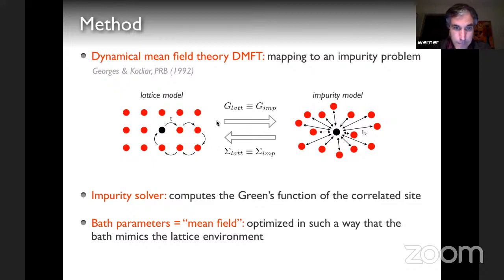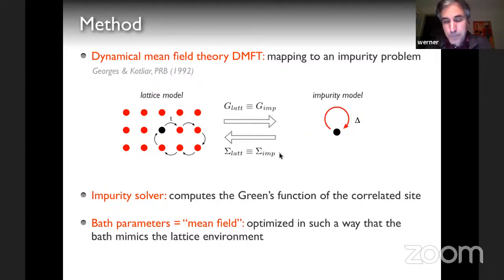And this is again done in an iterative procedure where we impose as a self-consistency condition that the local lattice Green's function is the same as the impurity Green's function. And in order to be able to close this self-consistency loop, we have to make an assumption at the level of the self-energy. The self-energy is the quantity which describes how the interaction effects change the propagation of the electrons in the solid, and we have to assume that this self-energy is completely local and can be identified with the impurity self-energy. Under these conditions, we can close this self-consistency loop.